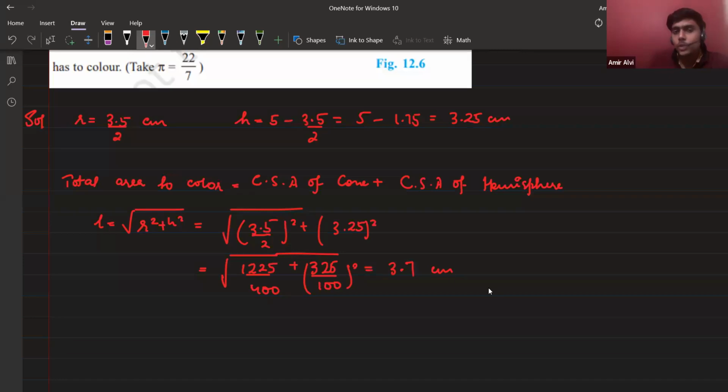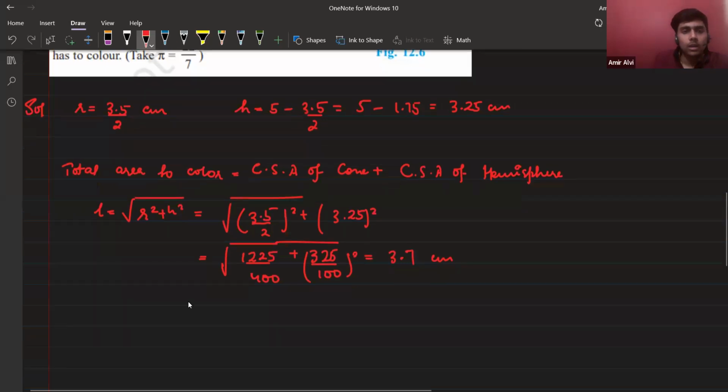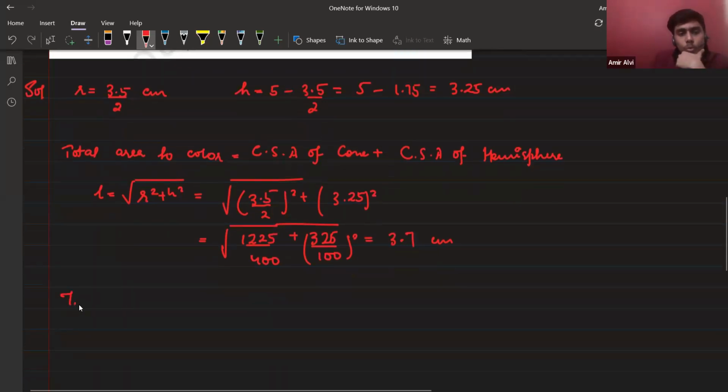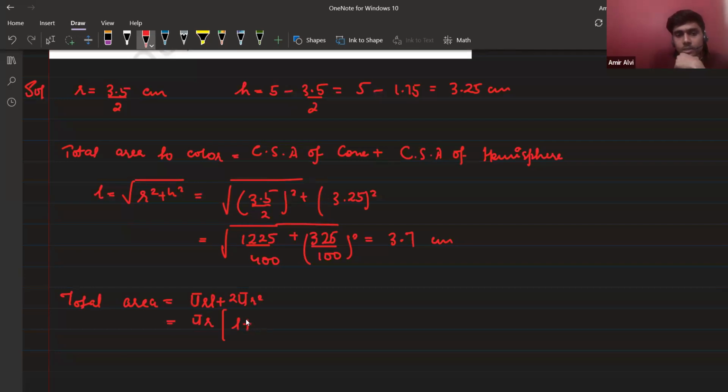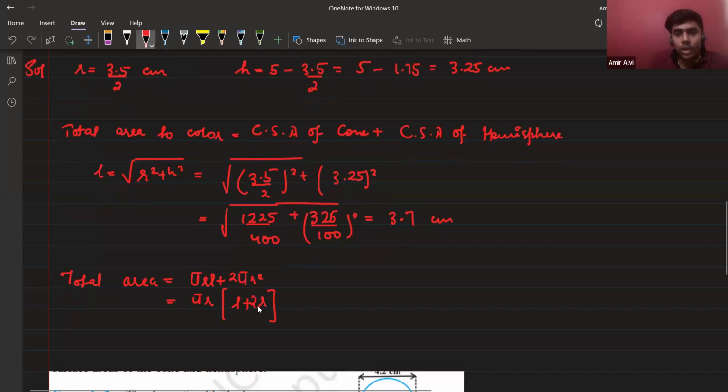When you calculate this, you will get 3.7. Just take the normal square root. Is everybody getting my point? Yes, sir. Okay. So just put the values. Total area is equal to CSA of cone, which is pi r l, plus CSA of hemisphere, which is 2 pi r square. So take pi r common here. Inside, l plus 2r will be left.